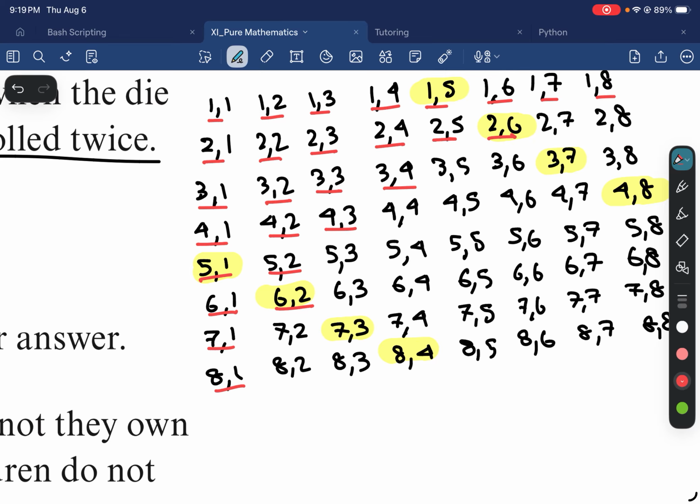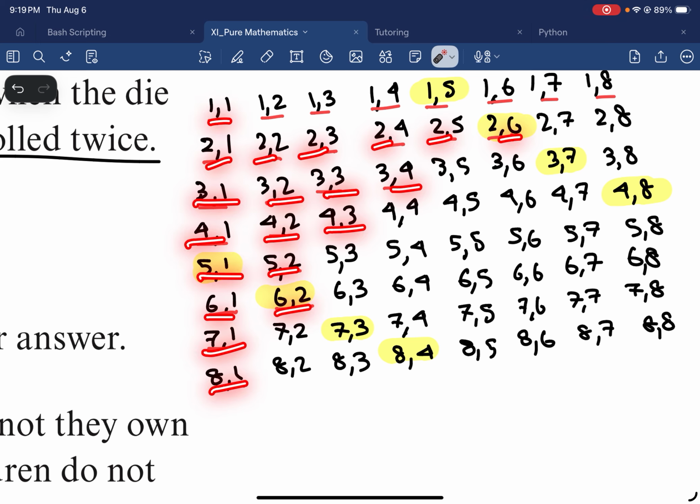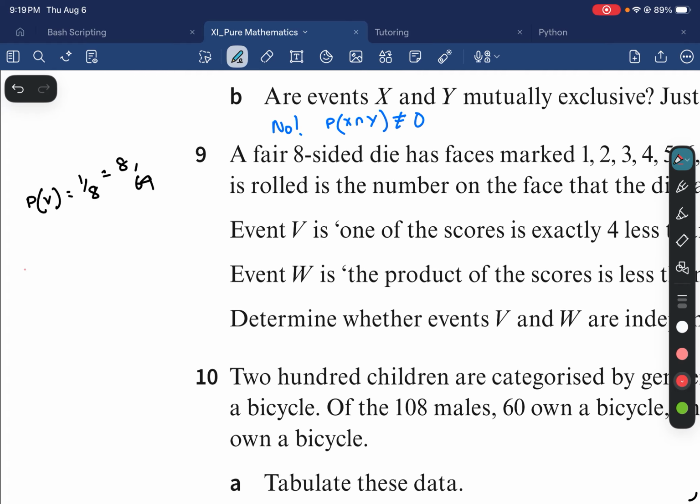So how many lines did we draw? 1, 2, 3, 4, 5, 6, 7, 8, 9, 10, 11, 12, 13, 14, 15, 16, 17, 18, 19, 20, 21, 22, 23, 24, 25, 26, 27. All right. So P(W) is 27 over 64.